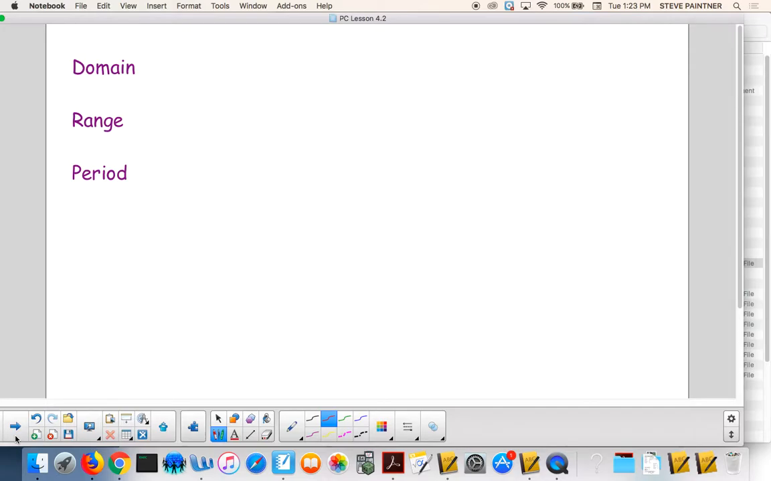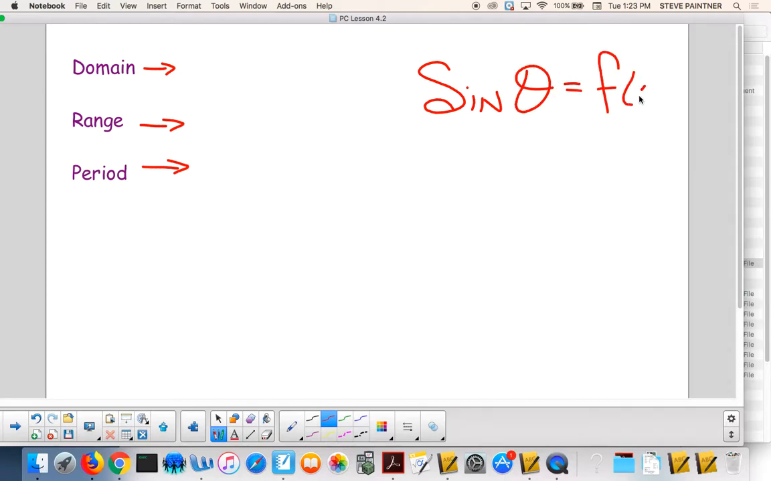Okay, here's what I want. I want domain, range, and period of this function, f of theta equals sine of theta. Now, what's the domain of sine? What's the range of sine? What's the period of sine?